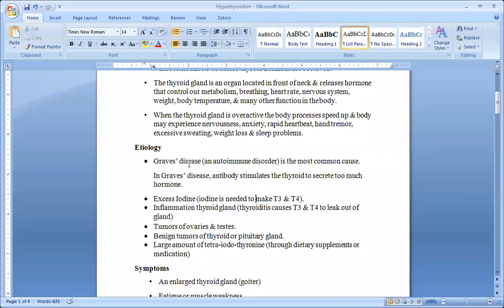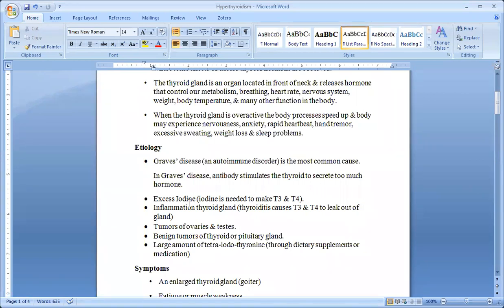Graves' disease means what? It is an autoimmune disorder. In this disease, our body's own immunity increases, and the antibodies stimulate the thyroid to secrete too much of the hormone. Which hormones? Thyroid hormones, T3 and T4. Excess iodine: iodine is needed to make T3 and T4. Actually, for what purpose do we need iodine? We are eating sodium chloride salt.